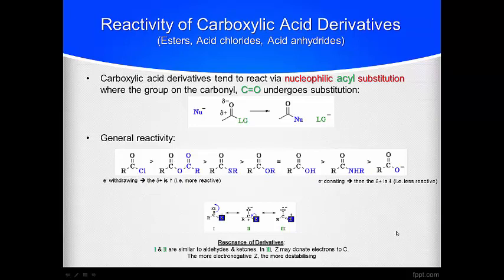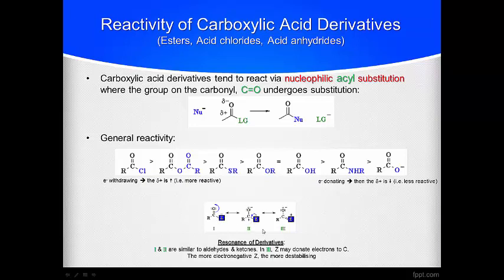So another thing to think about is the resonance of the derivatives. We've talked about the first two before. We've got our Z, which is our substituent that's attached. We can have a single bond to that substituent with a carbonyl, or we can have a negative on the oxygen and a positive on this carbon. So they're pretty common.